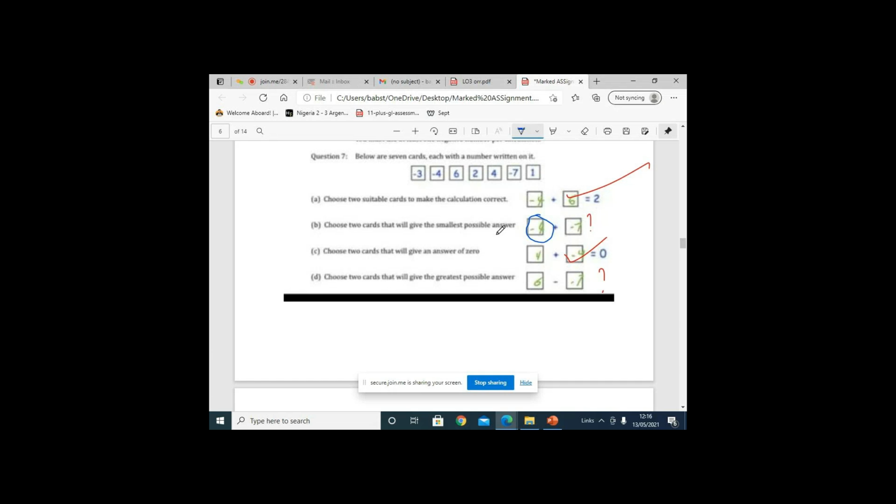That was fine. So let's choose 2 cards that will give the greatest possible value. It's going to be 6 minus -7. Yeah, fine. This one is fine. Okay.